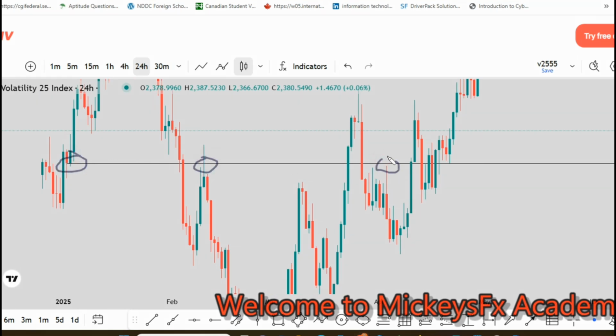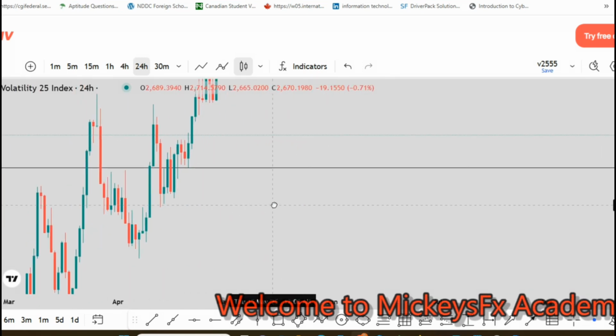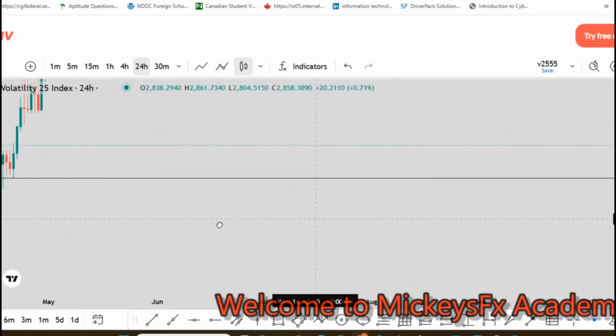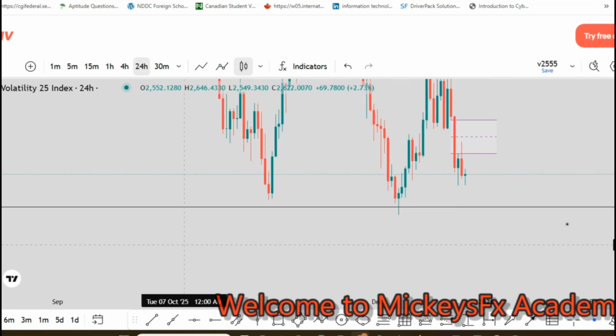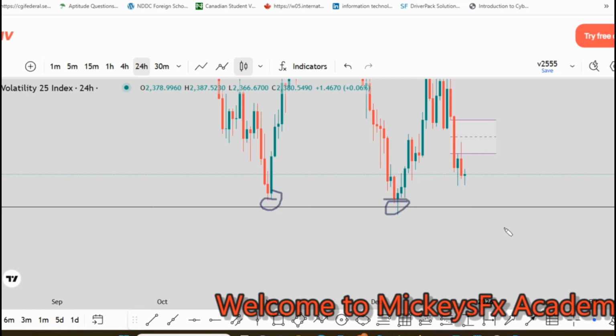In the time past, we've had a series of rejections. You see rejections, you see rejections, you see rejections. So when a support or a resistance zone keeps holding, the older it gets, the stronger it becomes. And it is what we also saw in the future. When price came back to that same zone, we saw something like that.